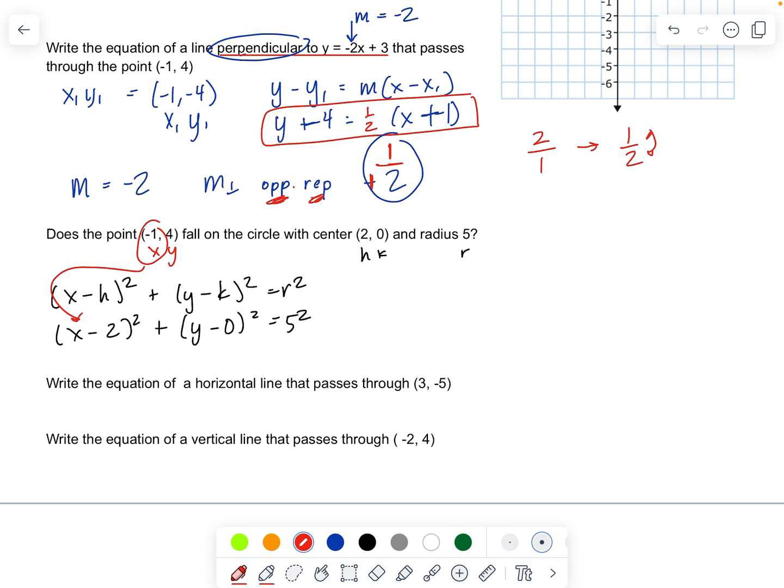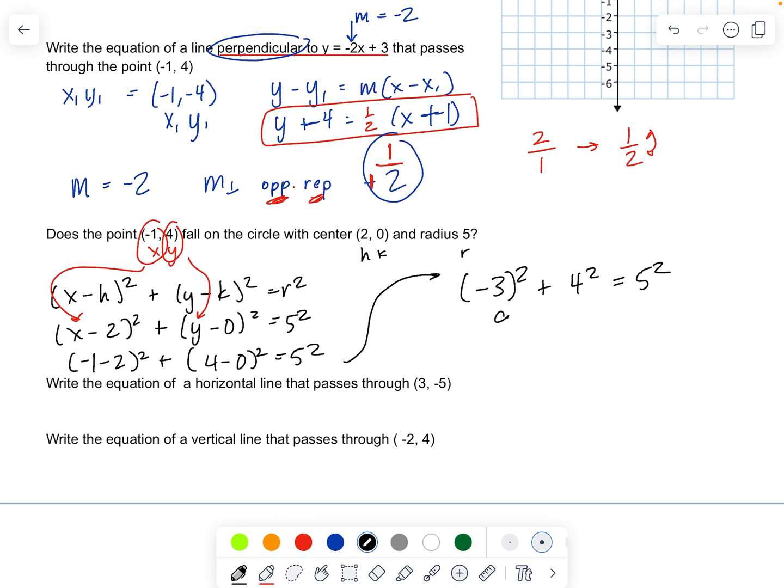I'm going to take this point and I'm going to plug it in. I'm going to take -1 and put it in for x, and I'm going to take 4 and put it in for y. I'm going to put (-1 - 2)² + (4 - 0)² = 5². And I'm going to keep going here. -1 minus 2 is -3 squared. 4 minus 0 squared is 4 squared. -3 squared is 9. 4 squared is 16. Check it out. This is a true statement. Since this is a true statement, yes, the point falls on the circle.